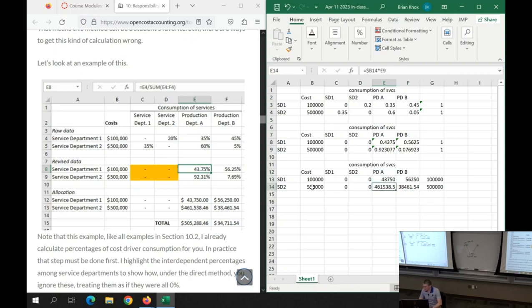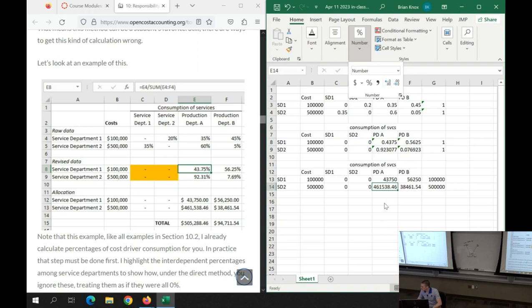And that should work. Yeah, same idea. I want the percent that Service Department 2 served to Production Department A times the $500,000 of Service Department 2's costs. And so now it looks like Production Department A is receiving $461,538.46. There we go. That's the rounding, which just matches here from Service Department 2. And we can sum those.